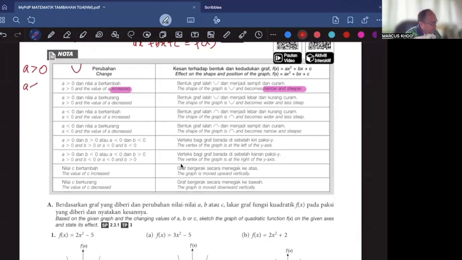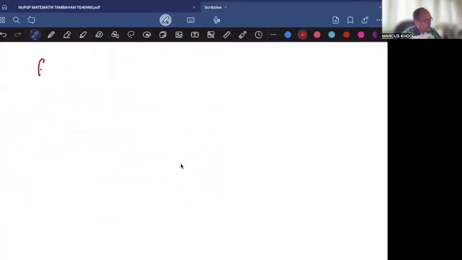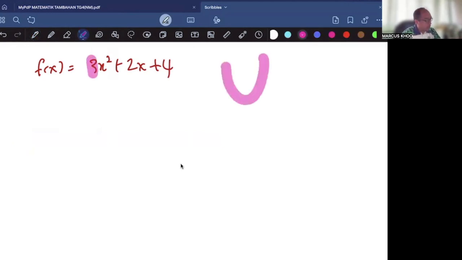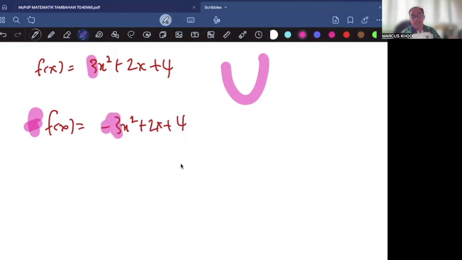If A is less than 0, as in these cases over here, the shape of the graph is an inverse U, which is an N. So let's say, for example, I give you a quadratic equation, f(x) equals 3x squared plus 2x plus 4. From this number 3, you know that it's going to be a U shape already. If it's f(x) equals negative 3x squared plus 2x plus 4, because the first number with the x squared is a negative number, the shape of the graph is an N shape. So this is the first thing that we need to establish.